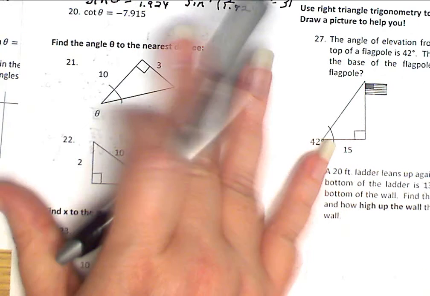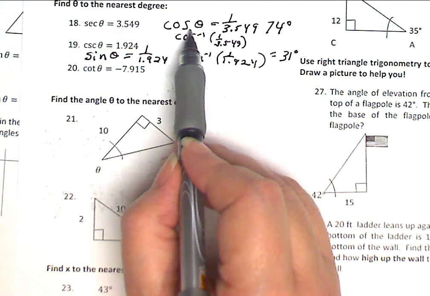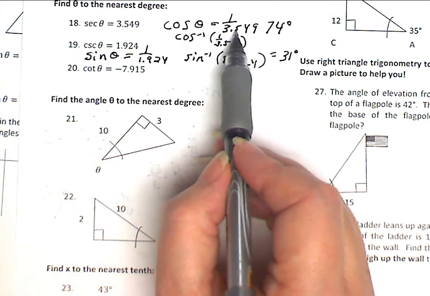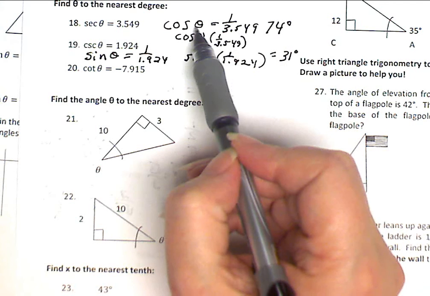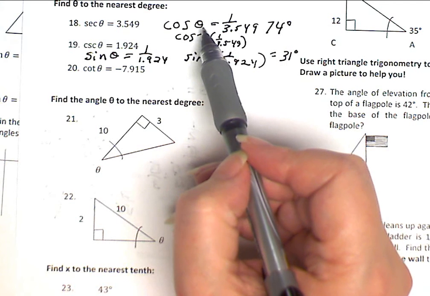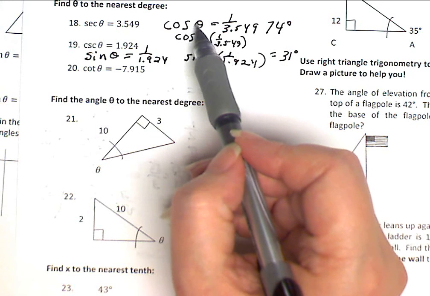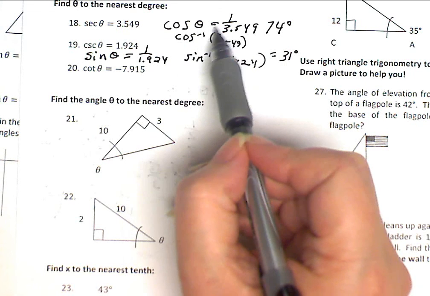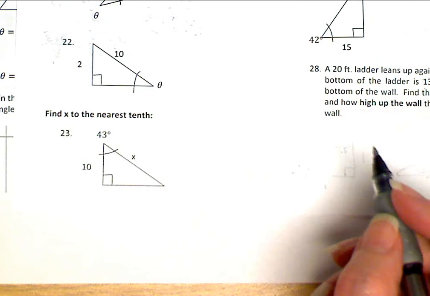The reciprocal of secant is cosine. So the reciprocal of this is 1 over 3.549. That's reciprocal, you flip it. To find an angle, to find a theta, what you have to do is take the inverse of both sides. So you're taking the inverse of this to find theta. And that's what you're putting in your calculator. All right. 21, bring it down.